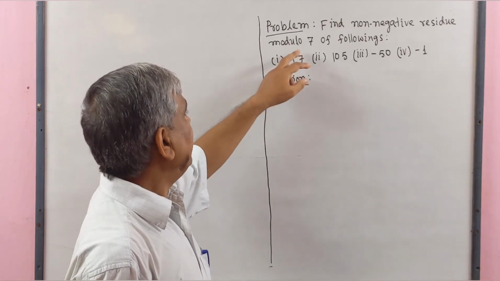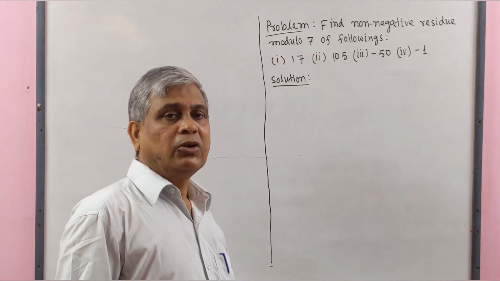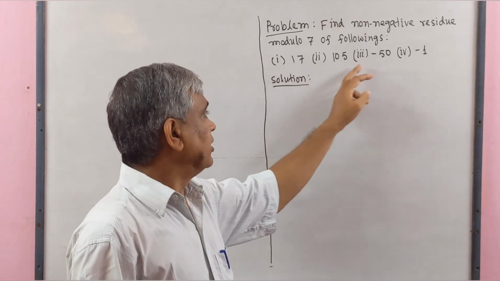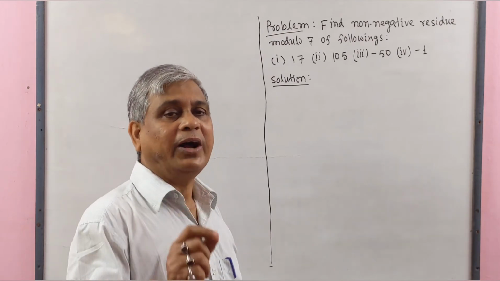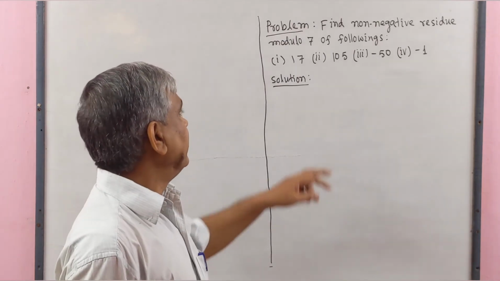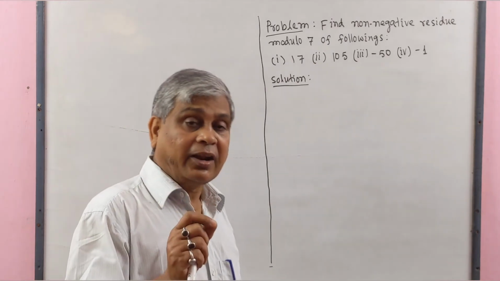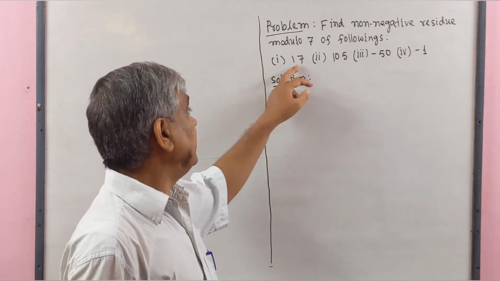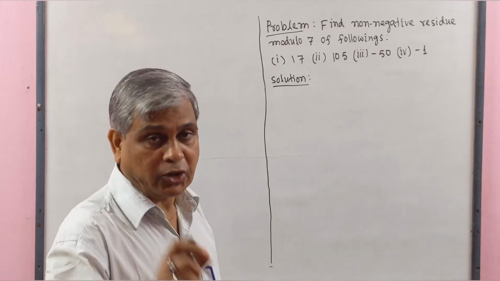Here it is given that residue modulo 7. That means we have to divide these integers by 7 and we have to find the residue, that is the remainder. In this case, the remainder is congruent modulo 7 with these integers. So one by one we solve this.